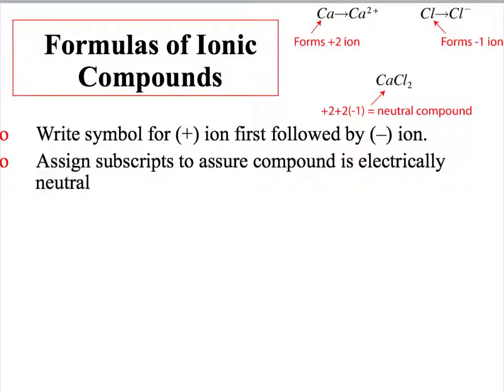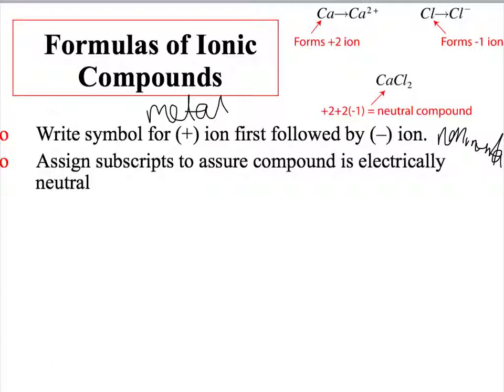Now let's talk about how to write formulas for ionic compounds. When you're writing the formulas, you're going to write the symbol for the positive ion or the metal first, followed by the symbol for the negative ion or the nonmetal second. And remember also, the positive ions are called cations and the negative ions are called anions. So you may see any of those words, you have to know what they mean.